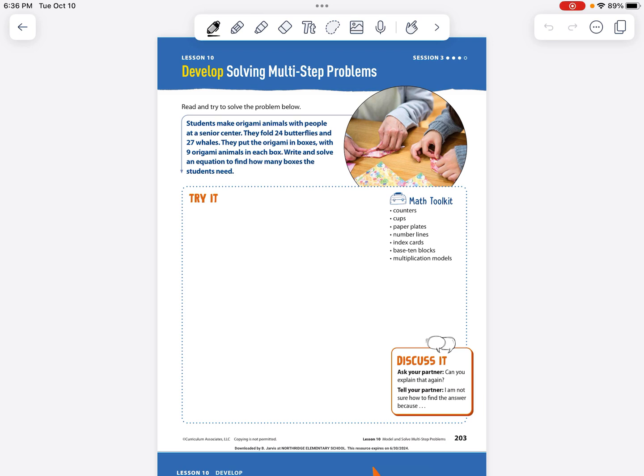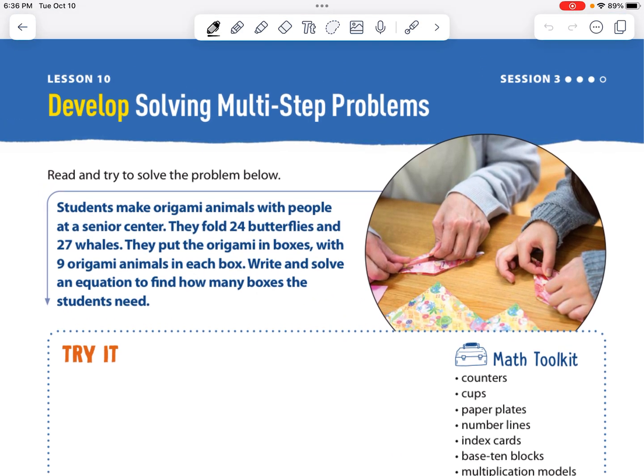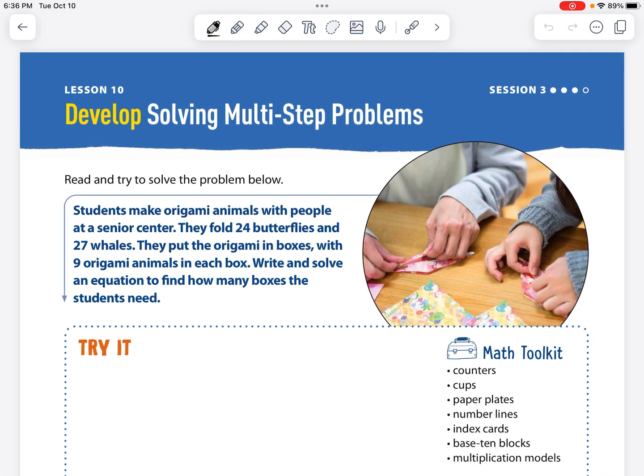Okay, so we are on page 203. Again, feel free to pause this at any time. If I'm going too fast, pause. If you want some time to figure out, pause. You can go back and rewatch things. This is here for you. Okay, we're still working with solving multi-step problems.